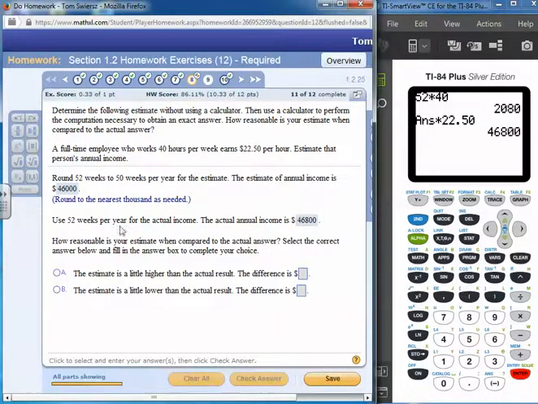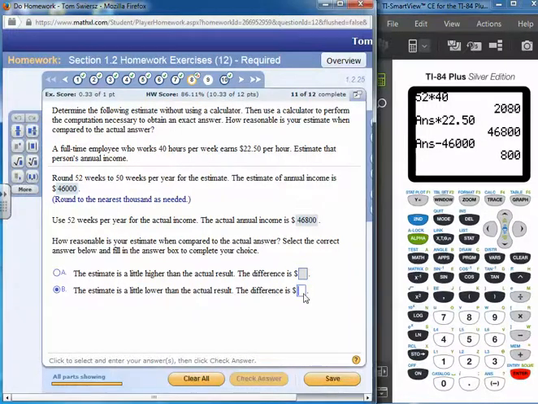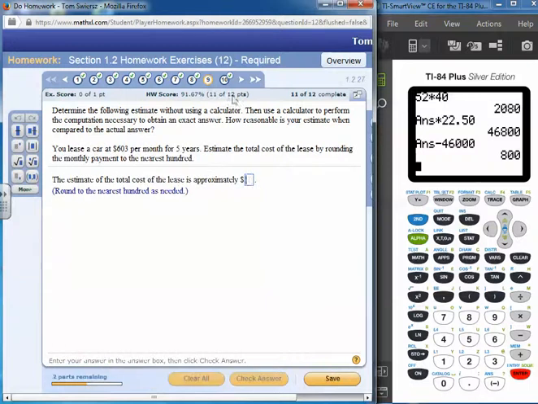Okay, the estimate is a little bit lower. The estimate's 46,000. He made 46,800. The difference, again, you can easily subtract those numbers, 46,800 minus 46,000, of course leaves us with $800. All right, very good.